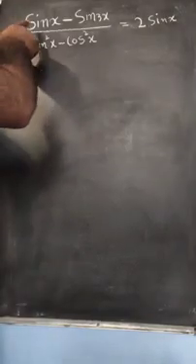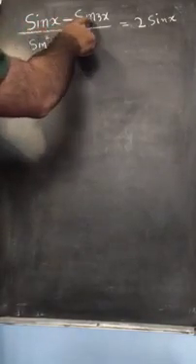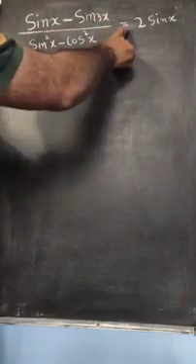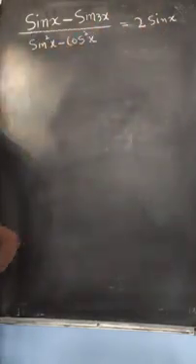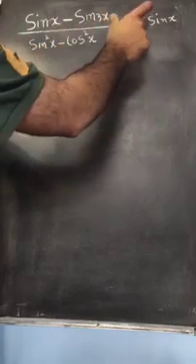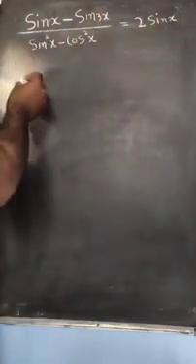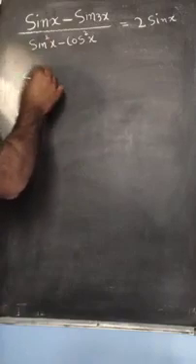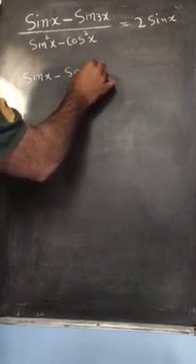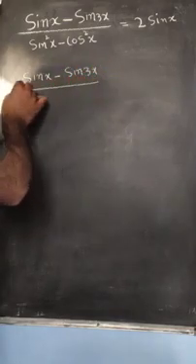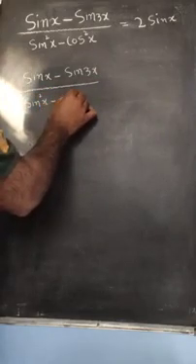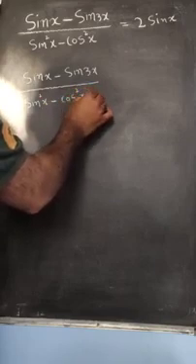In this question, we have to prove sine x minus sine 3x divided by sine square x minus cosine square x is equal to twice sine x. Now we will take LHS and we will prove this LHS is equal to RHS. Now in LHS we have sine x minus sine 3x divided by sine square x minus cosine square x.